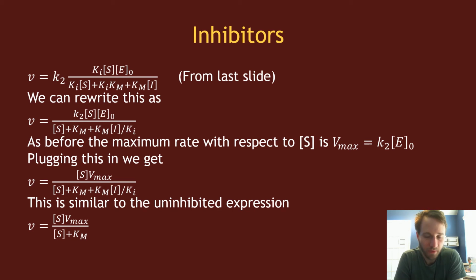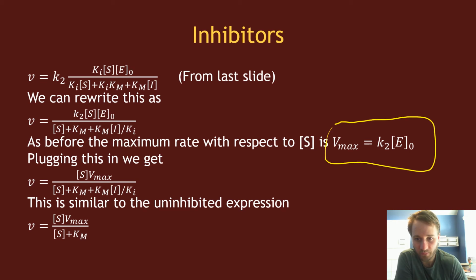And so, if we relate that back, we have a very similar expression. And so how does this inhibitor affect the rate of the reaction for the substrate with the enzyme? If I want to look at what the maximum rate is with respect to the substrate, that maximum rate is just going to equal K2 times E naught. And plugging that in, we get this expression here.